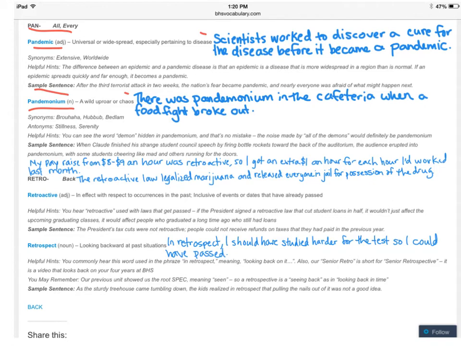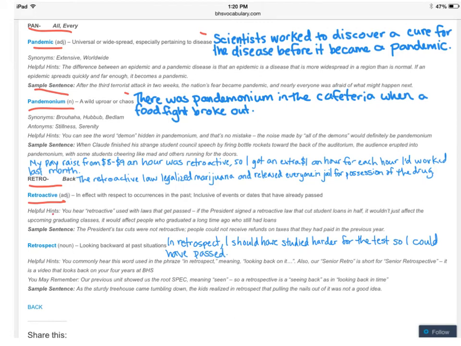Your next root is retro, which means back, and I stuck the retroactive sentences up there, so don't worry about those yet. But your next word is retroactive. So this means, if you look at those two pieces, it's active going back. And the definition tells you, in effect with respect to occurrences of the past, inclusive of events or dates that have already passed. So that definition is definitely a little bit tricky.